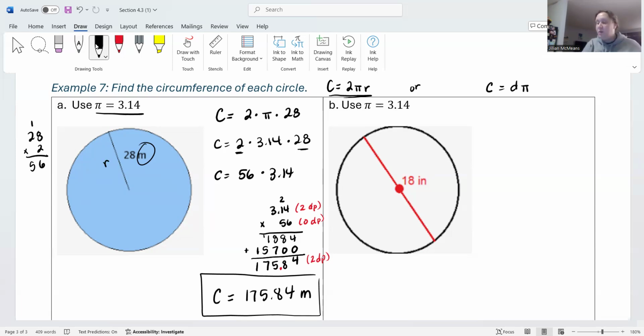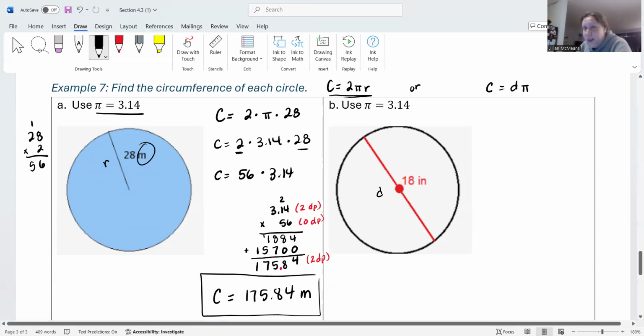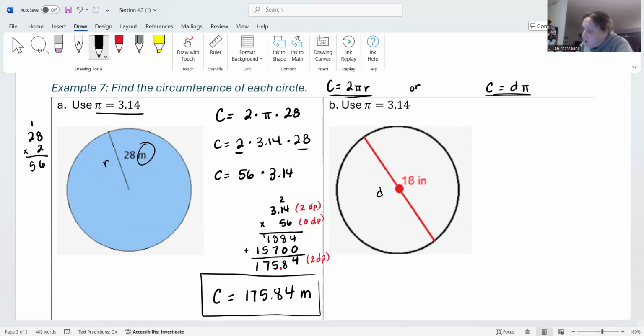Now for part B, we know that we're again going to find the circumference, and this time they're telling us one more time, use 3.14 for pi. And in this case, I've been given that the diameter, that's the distance all the way through the center across the circle, okay, the diameter is 18 inches. So this is the diameter. And since I've been given the diameter, why not use the formula that contains a d in it? So we have C equals the diameter, which is 18, times pi.